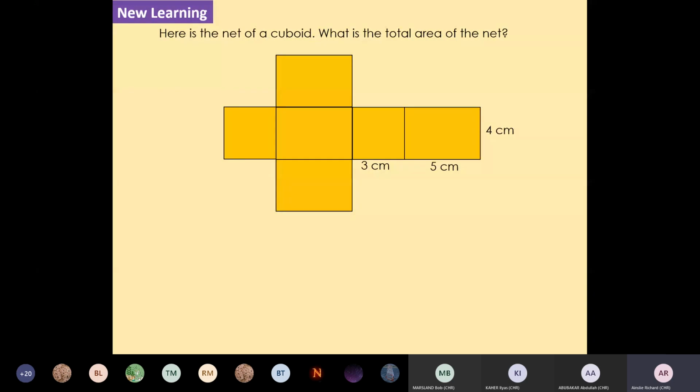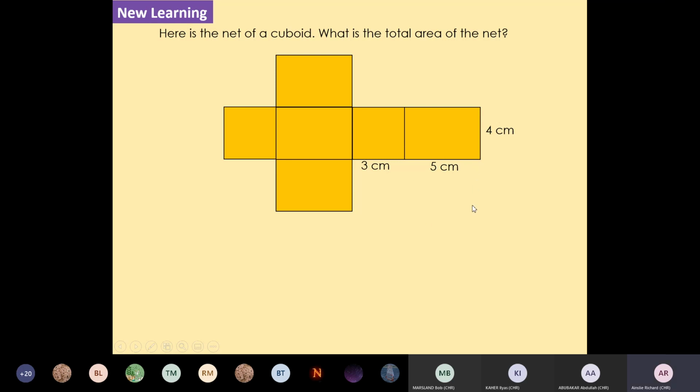So, some new learning. Here's a net of the cuboid. I want to find out the total surface area of the net. Remember to have your mics muted, please. My cuboid has 6 faces that we looked at last week. So to find out the surface area, I need to find out the combined area of all 6 faces. So the area, this one, this one, this one, this one, and the top and the bottom one.